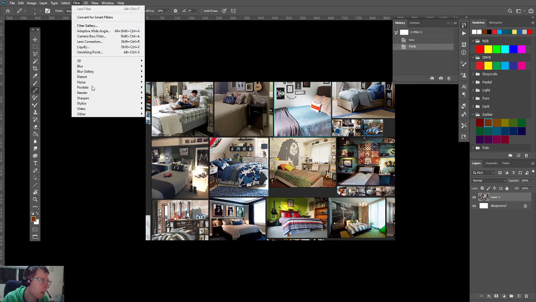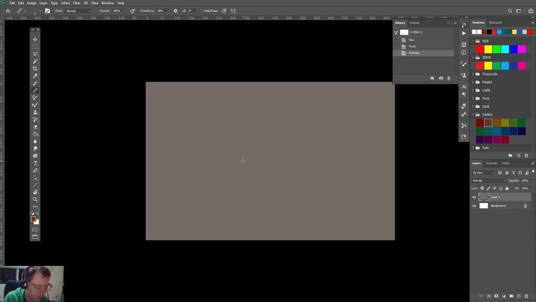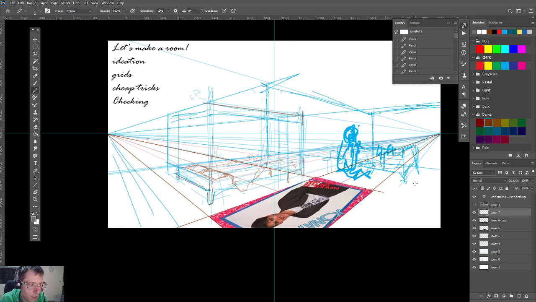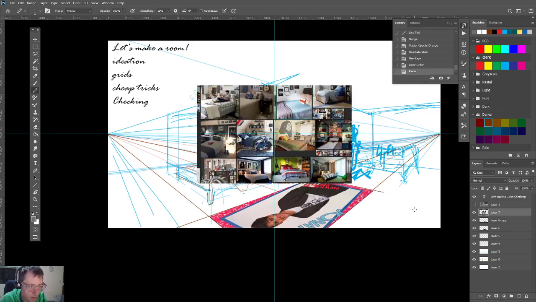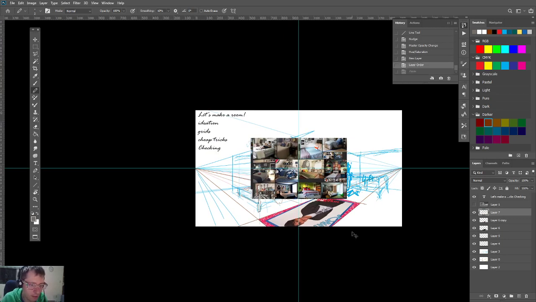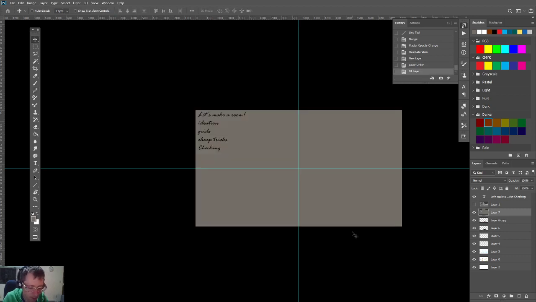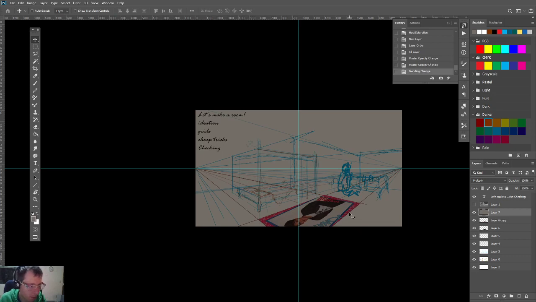And on one hand, I'm going to use filter, blur, average. This will give me a mother color of what's the average color of teenage boys' filthy, disgusting rooms, right? Having chosen that color, let's fill this layer with that. Set it to multiply. So now I have some sort of starting color.